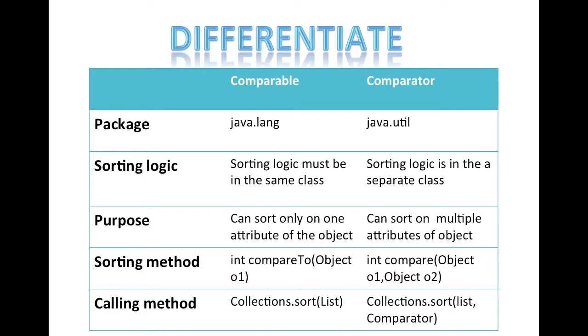The sorting method in case of the Comparable interface is int compareTo, and then we pass in the object. Whereas in case of Comparator, the method is int compare, and then we pass in two objects. The calling method in case of Comparable is Collections.sort, and then we pass in the list. In case of Comparator, the calling method is Collections.sort, and then we pass in the list followed by the comparator.